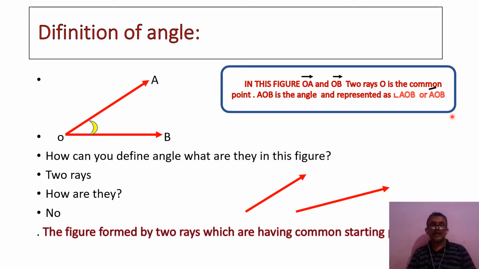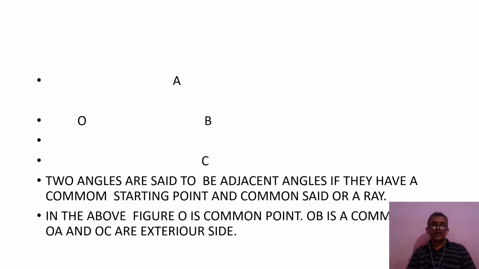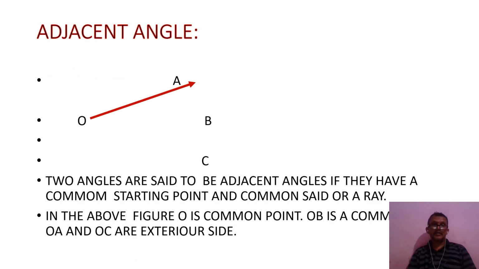AOB is the angle and it is represented like this. This is angle AOB. We can represent angle AOB like this. This is the symbol that is used to represent an angle. Now let us move to the adjacent angle.